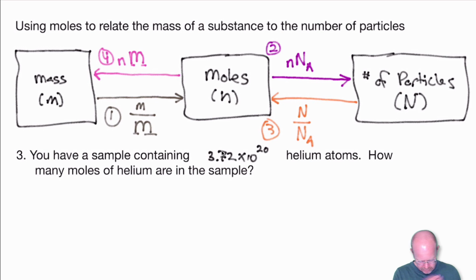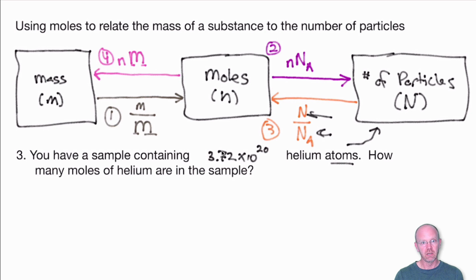So here's another example. Let's say we had 3.72 times 10 to the 20th helium atoms. And so we're given a number of atoms, so we know that we're starting at this side of the diagram. We're given a number of particles, in this case atoms. And if we want to move back to the number of moles, we take the number of particles that we have, capital N, and divide it by Avogadro's number.